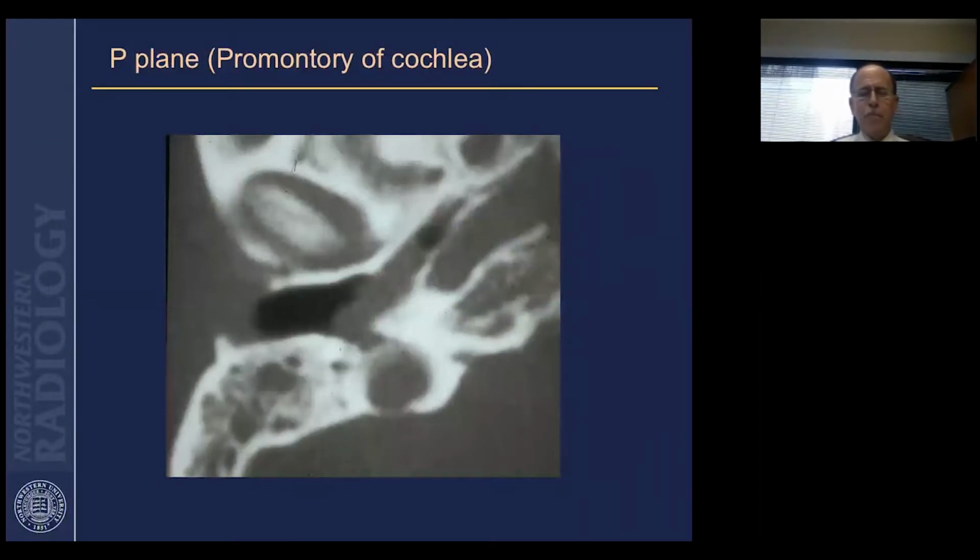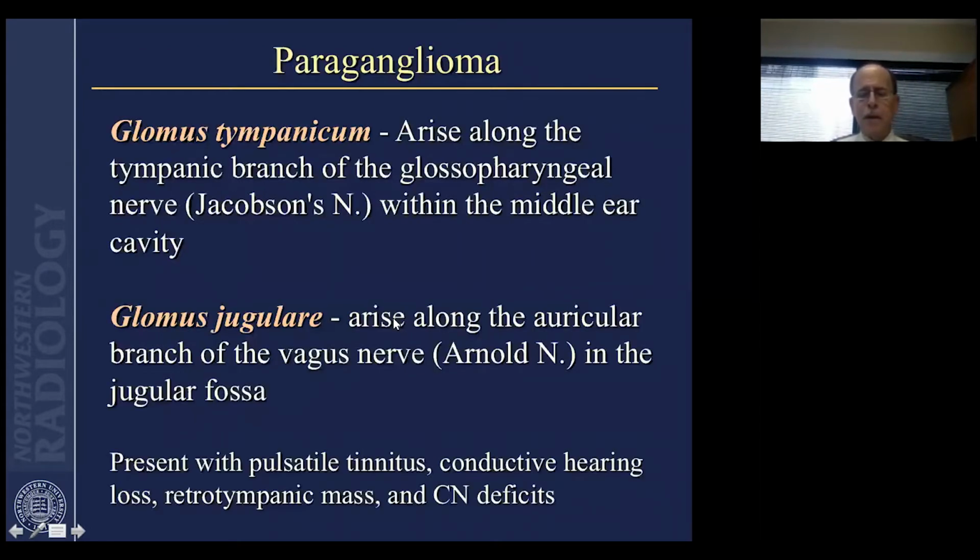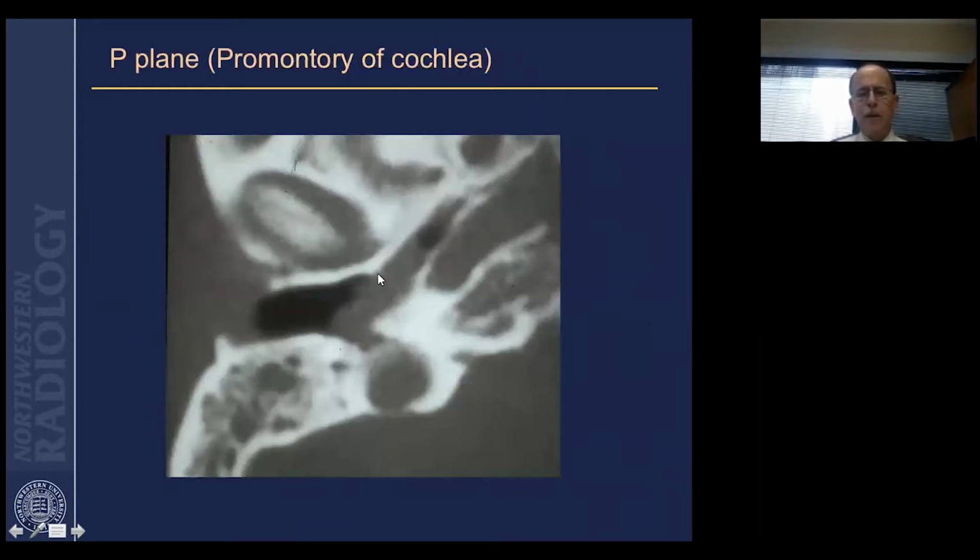Part 3, the P plane. We have a tumor lower down at the level of the promontory of the cochlea that's approaching the jugular plane. This is the jugular foramen. And the tumor is confined to the middle ear. At this level, you would think of a paraganglioma, although there's a differential for middle ear tumors.